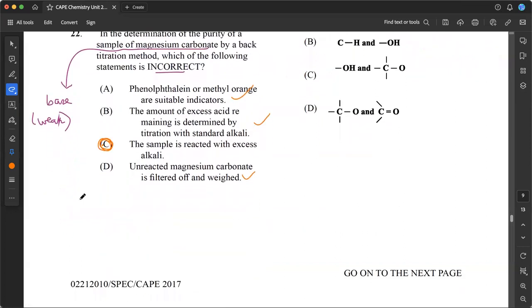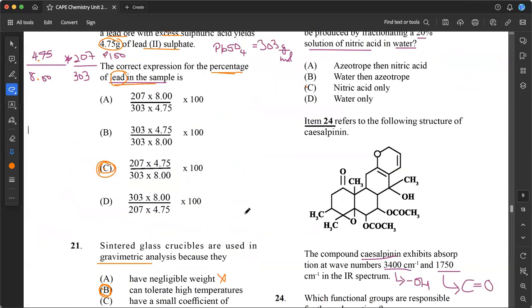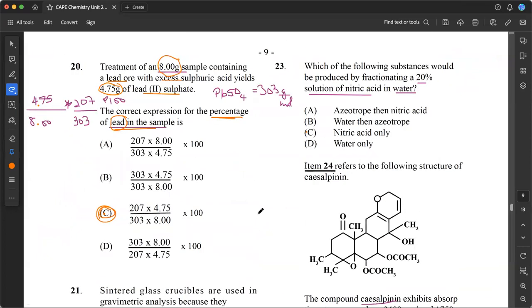So moving along now to 23. 23 says, which of the following substances would be produced by fractionating a 20% solution of nitric acid in water? Would it be azeotrope nitric acid? No. Would it be water and nitric acid? That's not true. Would it be nitric acid only? Yes, and we'd get off only nitric acid when we do that kind of fractionation, okay? So the answer for 23 is C.